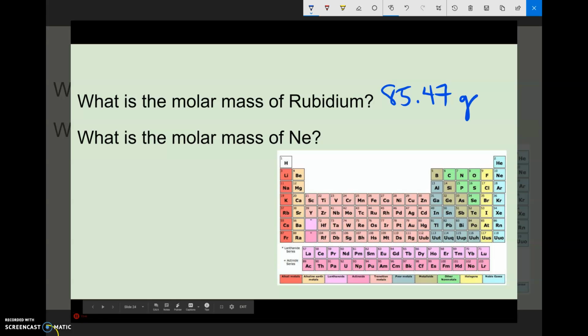Okay. And then go ahead and look at neon. Pause that and look at it. Okay. Did you find neon? Neon's going to be 20.18 grams. And these both equal 1 mole. And it's always going to be of the same substance. So 85.47 grams of rubidium equals 1 mole of rubidium. 20.18 grams of neon equals 1 mole of neon. Okay, notice how those substances are the same.